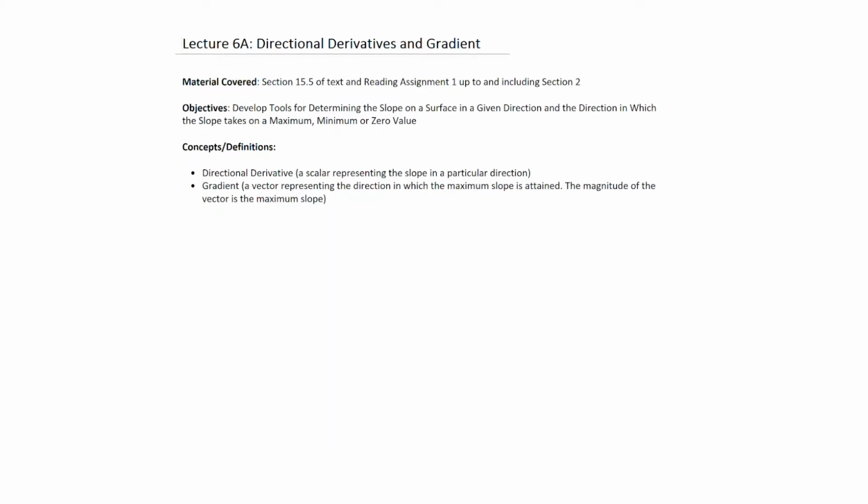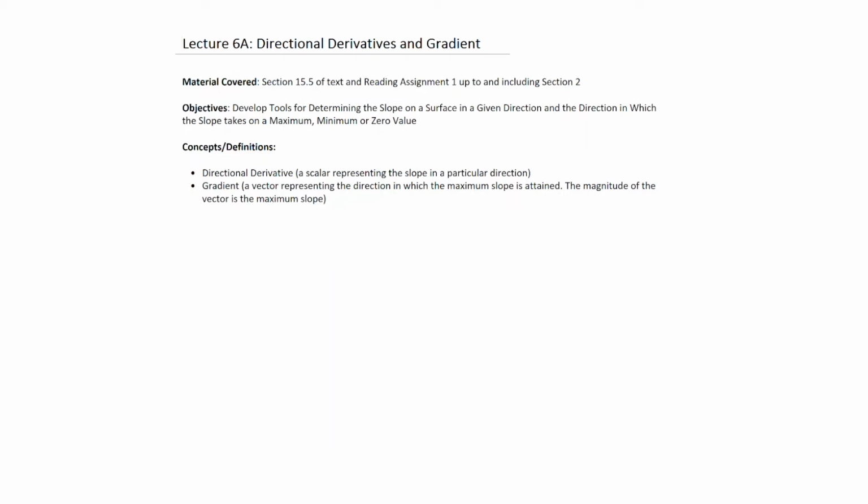Lecture 6B will have some examples, but also takes a more conventional approach in terms of explaining directional derivatives and the gradient within the textbook itself. So the objectives of this lecture are to develop the tools for determining the slope on a surface in a given direction, and the direction in which the slope takes on a maximum, minimum, or zero value.